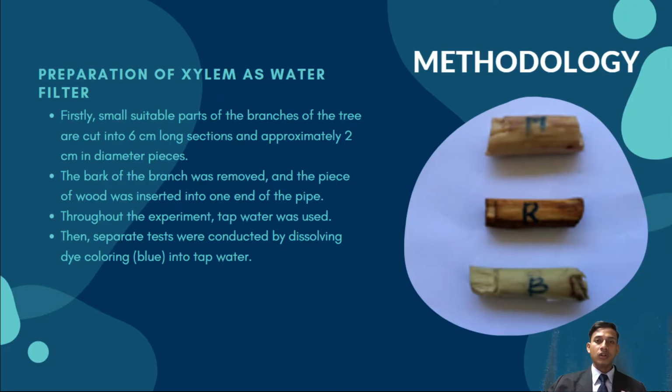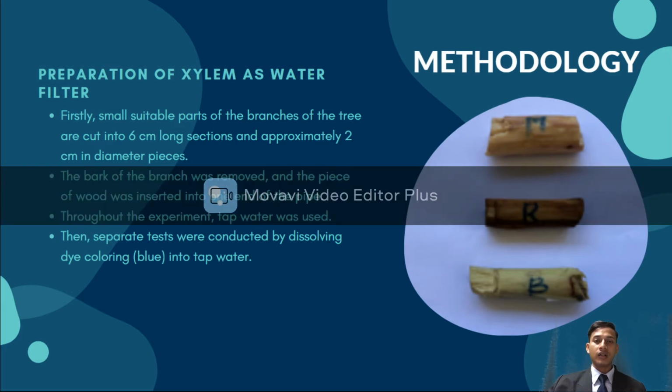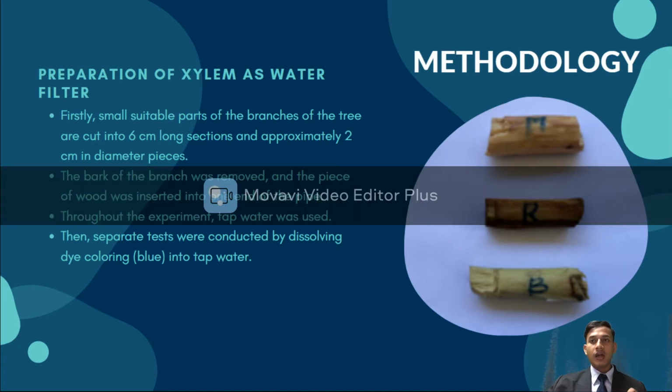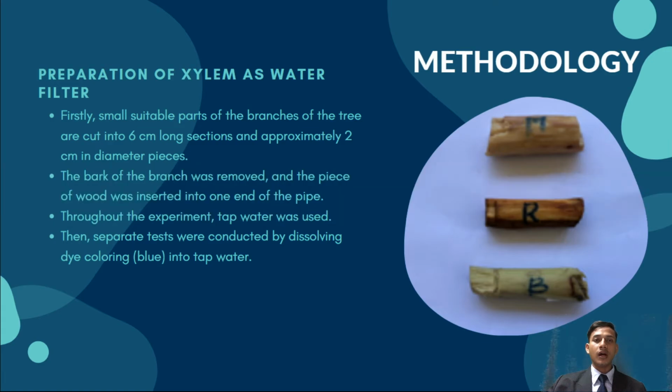Preparation of xylem as a water filter. Firstly, small suitable parts of the tree branch are cut into 6 cm long sections, approximately 2 cm in diameter. The bark was removed and the piece of wood was inserted into one end of the pipe. Branch sections were fixed at the end of rubber tubing, secured with a clamp and sealed with hot glue. Throughout the experiment, tap water was used. Then, spread tests were conducted by dissolving blue dye coloring into tap water.